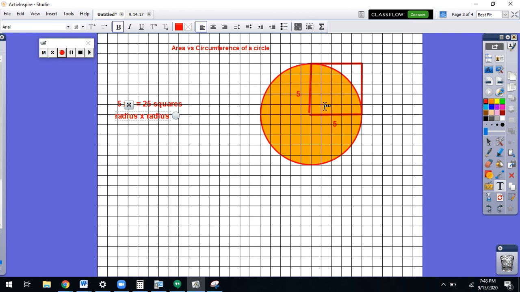But then we would need how many of them? That's what you've got to think. I have one of them, but my answer can't be 25, because I still have other stuff to cover. I've got to cover all this part. So then you've got to remember, you need 3 of these radius squares.